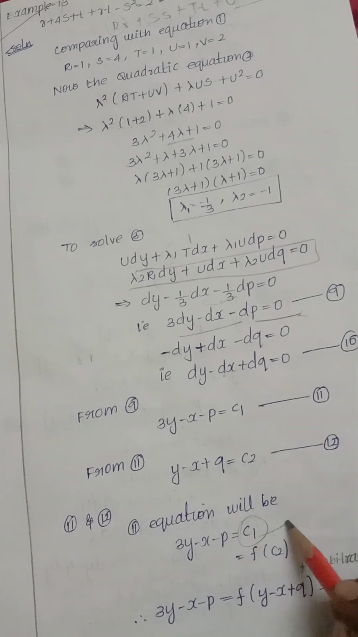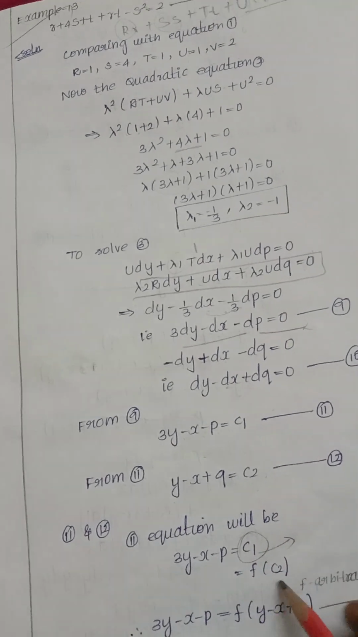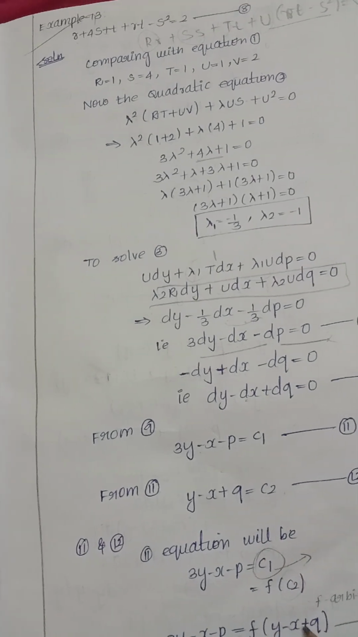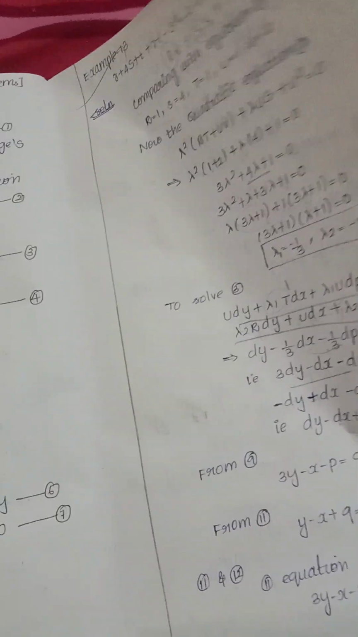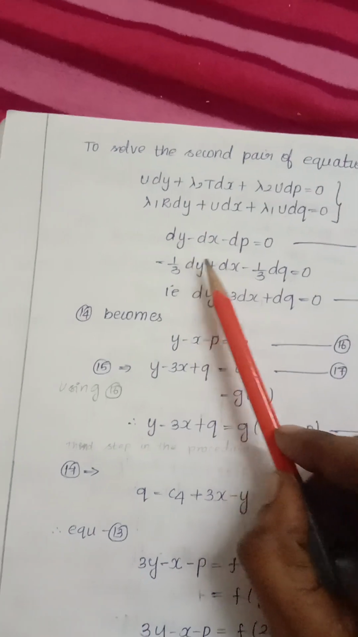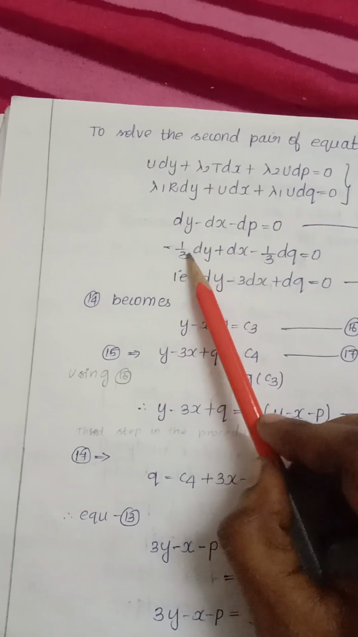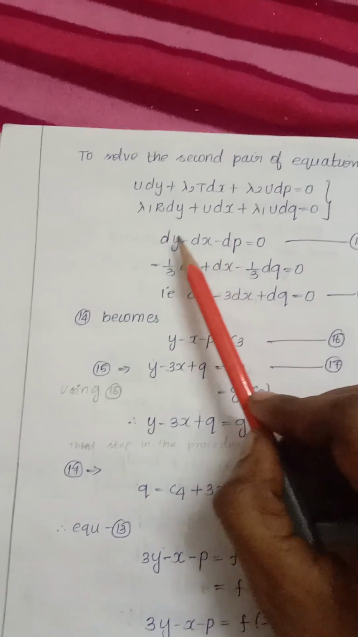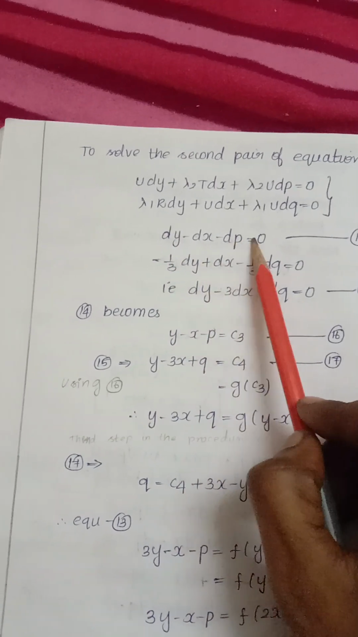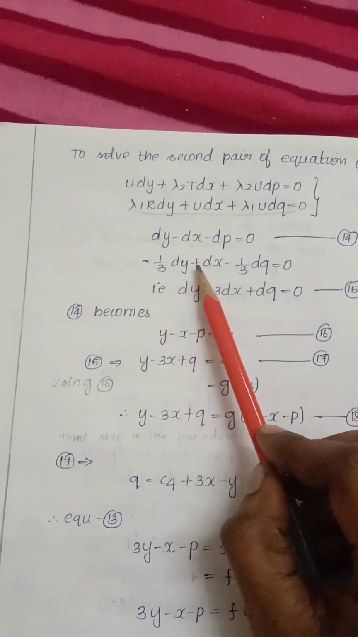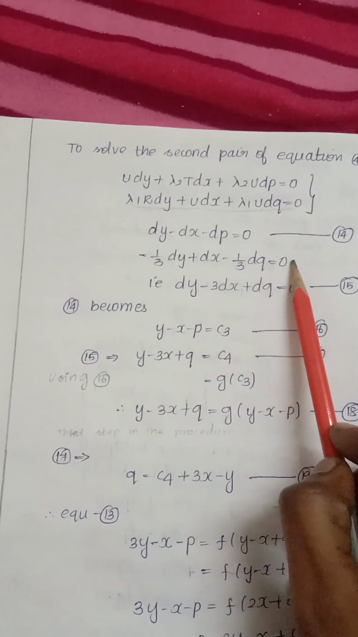We consider only f of c2. So our c2's value is nothing but y minus x plus q. Then we have to solve the second part, that is the formula. If we substitute the value, we get minus 1 by 3 dy plus dx, sorry, dy minus dx minus dp equal to 0. The second part, if we substitute, we get minus 1 by 3 dy plus dx minus 1 by 3 dq equal to 0.